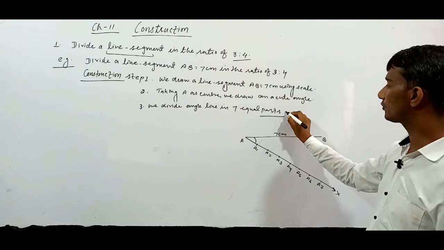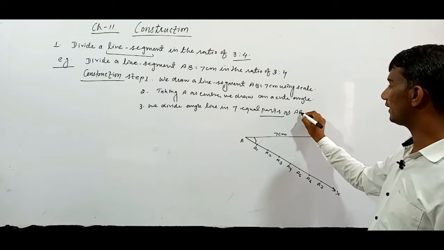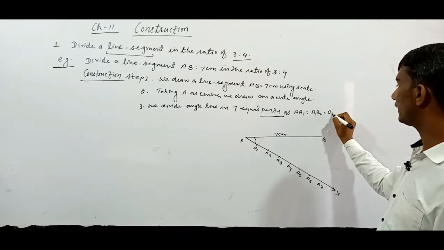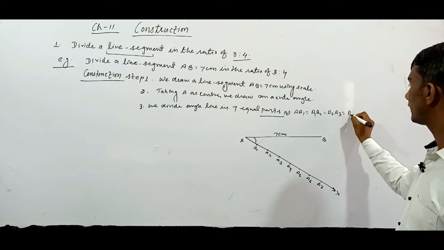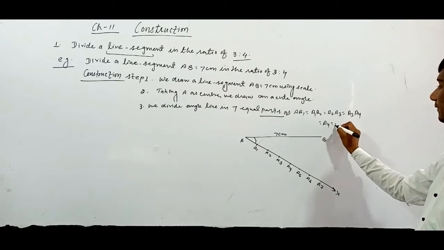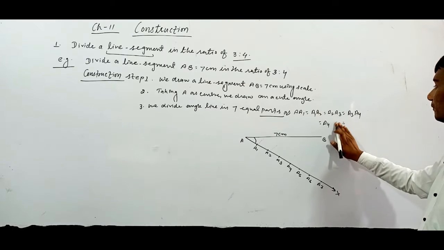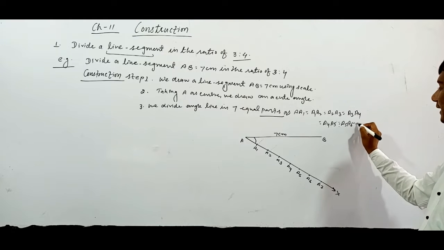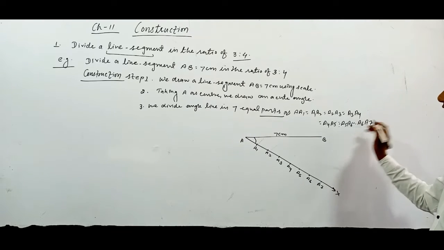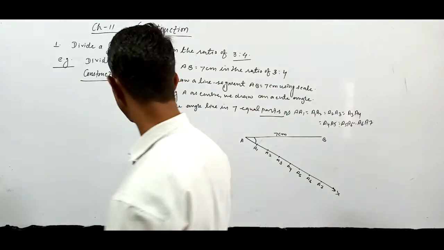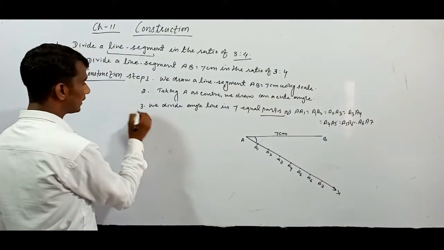And how to write? In this way you write AA1 equal to A1A2 equal to A2A3 equal to A3A4 equal to A4A5 equal to A5A6 equal to A6A7. So these are the equal parts, having equal length. Okay. Step number 4.